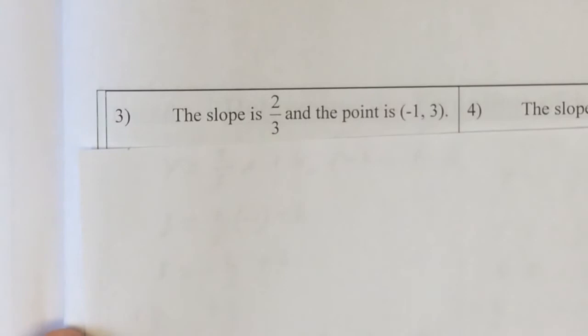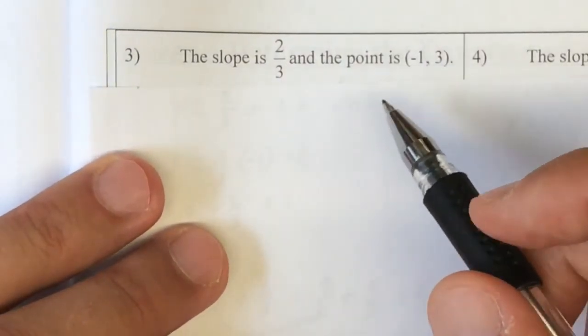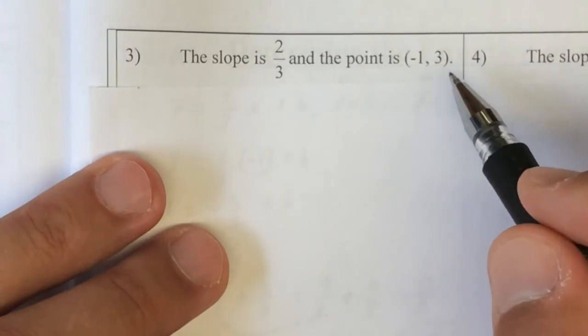Another example here is going to be this one. Okay. Slope is 2/3 and the point is negative 1, 3.